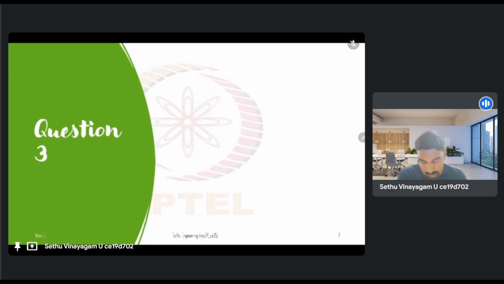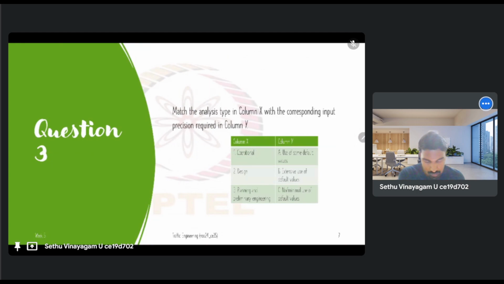Okay. Question number 3. Match the analysis type in column X with the corresponding input precision required in column Y. So here we have column X, three types of analysis that we do. One is the operational analysis, second is design analysis, and third is planning and preliminary engineering. So column Y is the level of precision in the input data that we need.